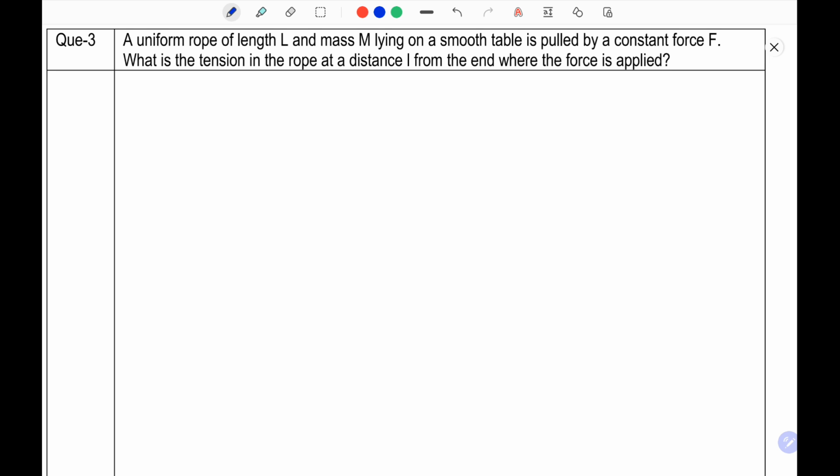Third question: a uniform rope of length L and mass m lying on a smooth table is pulled by a constant force F. What is the tension in the rope at a distance l from the end where the force is applied? Suppose on the smooth table, a rope of length capital L is placed and a force is applied at one of the ends. We have to find the tension at a point P which is at a distance small l from the end where the force is applied. So the distance of the point P from the other end will be capital L minus small l.